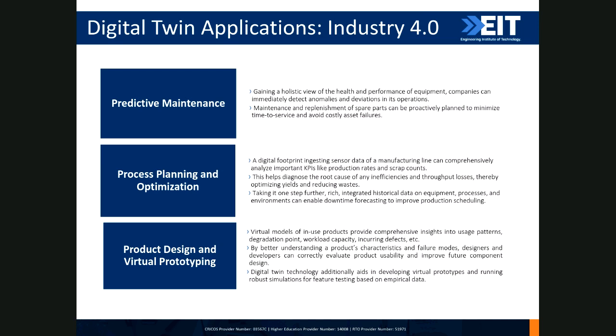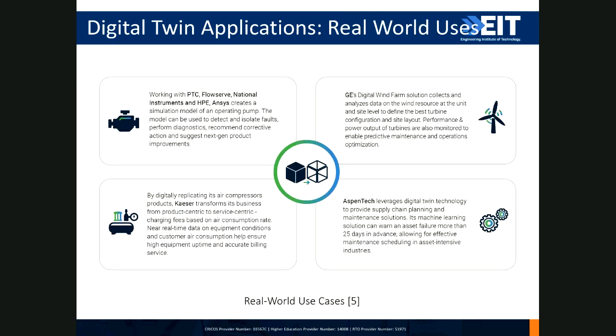Industry 4.0 based main areas, as we have discussed, where digital twins can be implemented. That includes predictive maintenance. So gaining a holistic view of health and performance of equipment, companies can immediately detect anomalies, deviations in its operations, etc. Many times even before they happen. Process planning and optimization can also be realized with the help of digital twins, and product design and virtual prototyping, as we have already discussed.